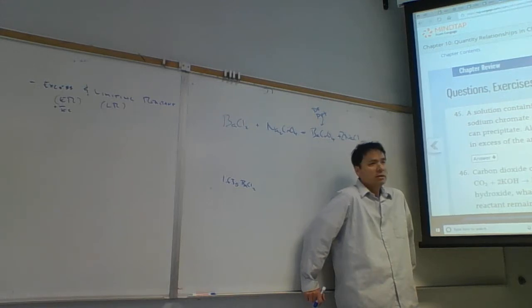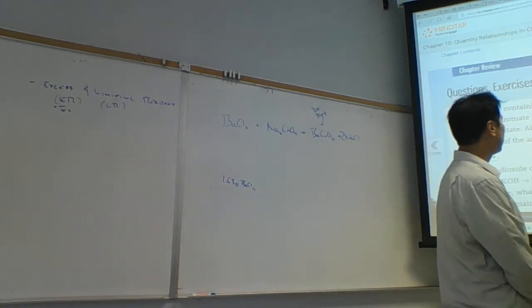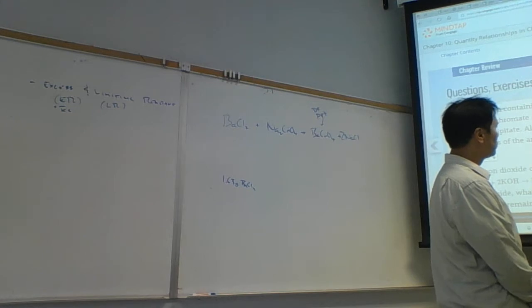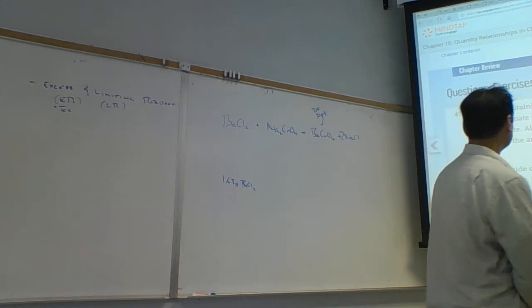So which one do you think you have too much of? Maybe too much flour, right? Not enough sugar, most likely. Most likely, but sometimes you can't tell because when I look at this, I don't know which one I have too much of. Do I have too much barium chloride? Or too much of the sodium chromate?